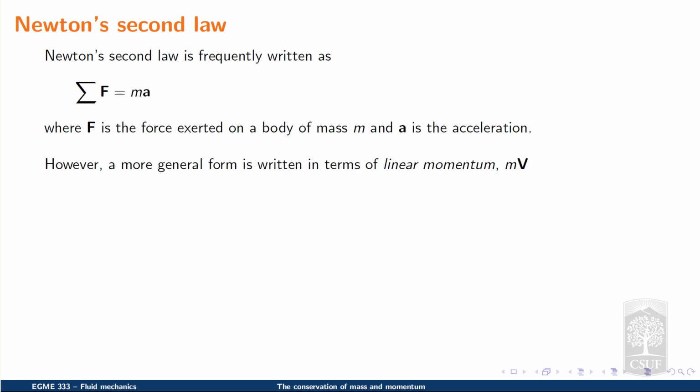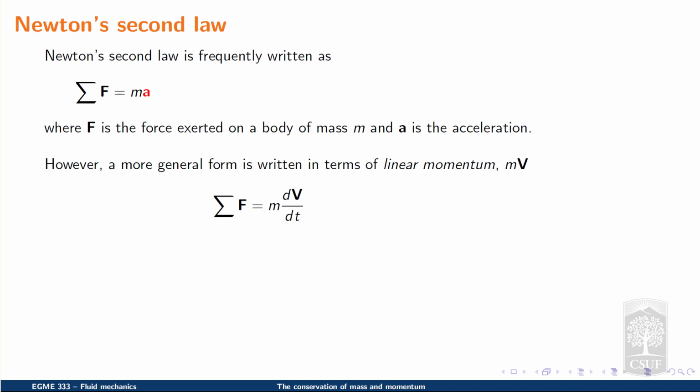However, the more general form of Newton's second law should be written in terms of linear momentum, the product of the mass m times the velocity vector, bold capital V. So the acceleration term we can rewrite in terms of velocity, where the sum of all forces is equal to the mass times the rate of change of the velocity vector with respect to time, dV/dt.